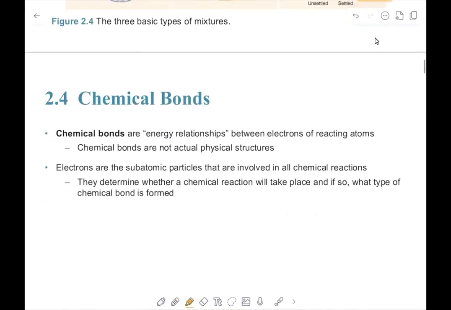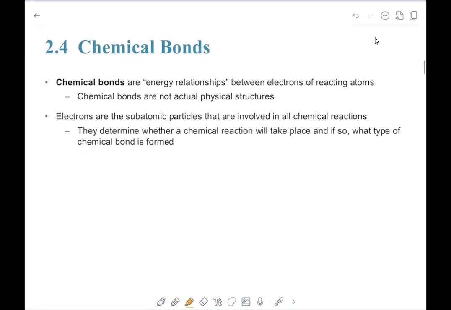So we're going to talk next about chemical bonds. And chemical bonds are energy relationships between electrons. So remember, the only important subatomic particle for bonds are electrons. So they're the subatomic particles involved in the chemical reaction. And most specifically, we're going to be referring to the outermost electrons in what's called the valence shell, which we'll be talking about coming up.